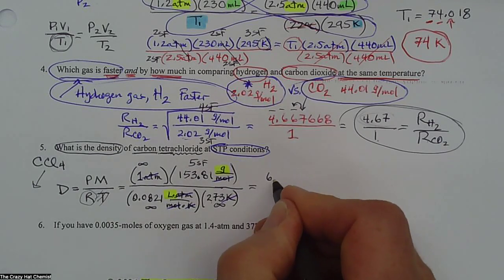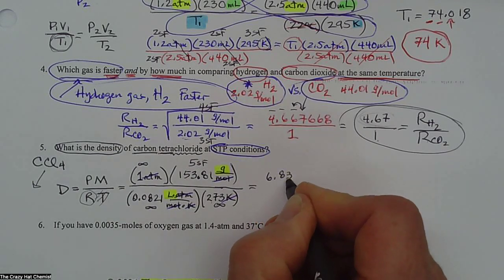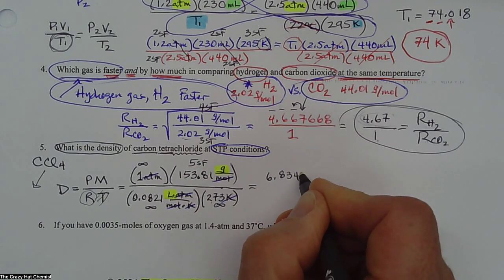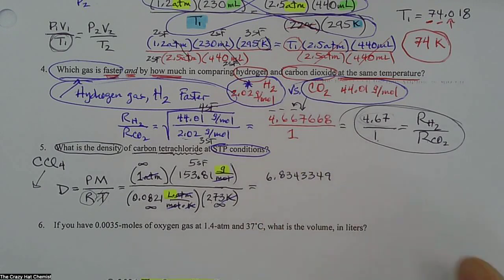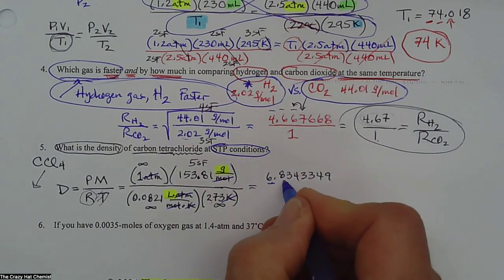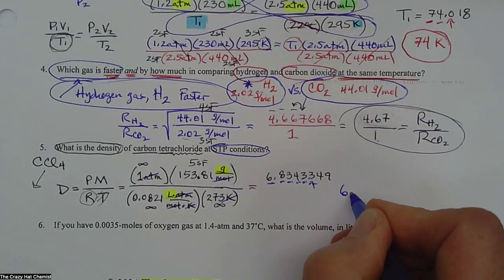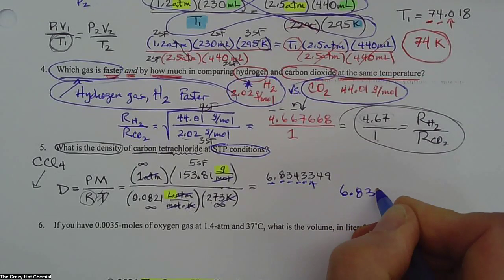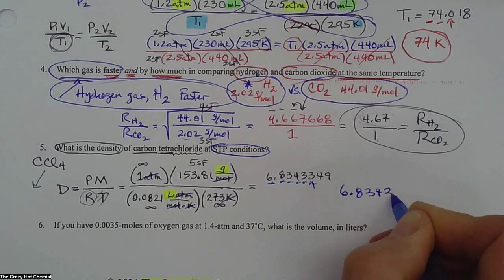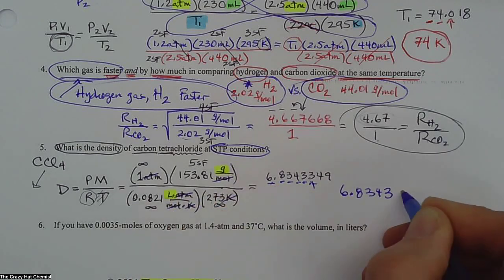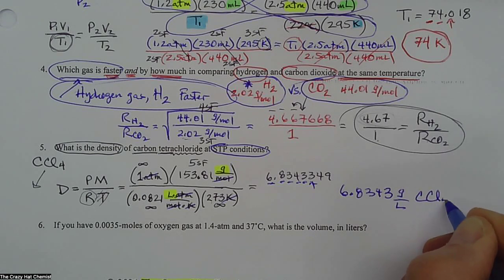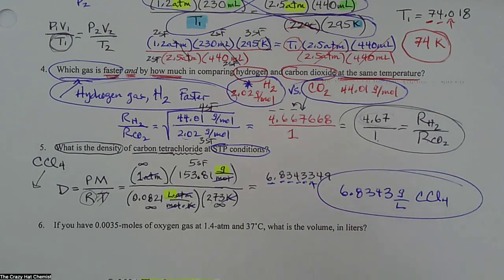So the number I get in my calculator is 6.83343349. And I'm going to round that to 5 significant figures. 1, 2, 3, 4, and 5. I'm rounding with that 3. So I'm going to get 6.8343. The units are grams per liter. Grams per liter. And it's carbon tetrachloride. And that will be the number. And those are the units. And that is the formula. You guys are doing a fantastic job.